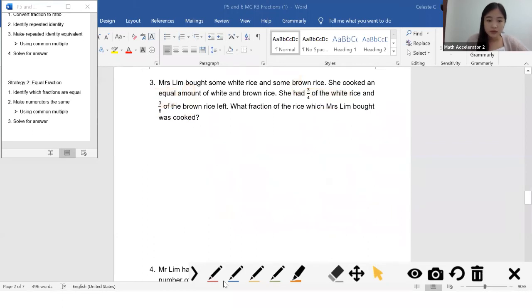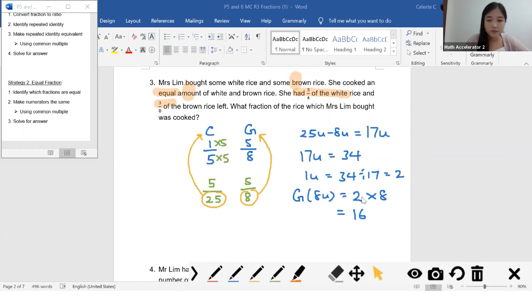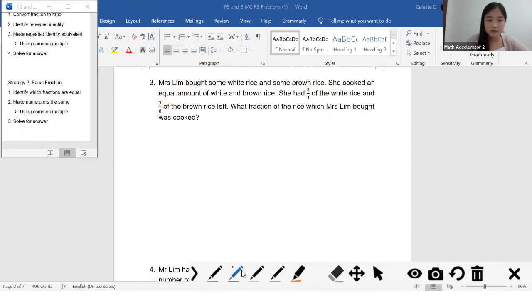Right, question 3. Okay, Mrs. Lim bought some white rice and some brown rice. She cooked an equal amount of white and brown rice. Keyword, okay, underline and highlight: cooked, equal amount. Right, she had 3/4 of the white rice and 3 out of 8 of the brown rice left.